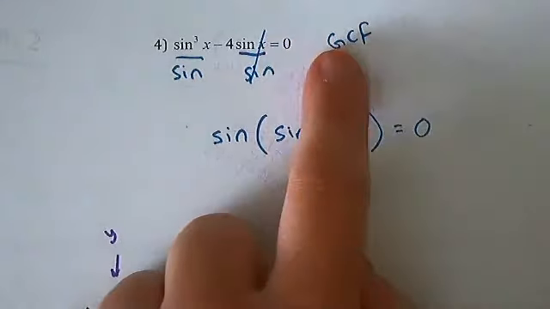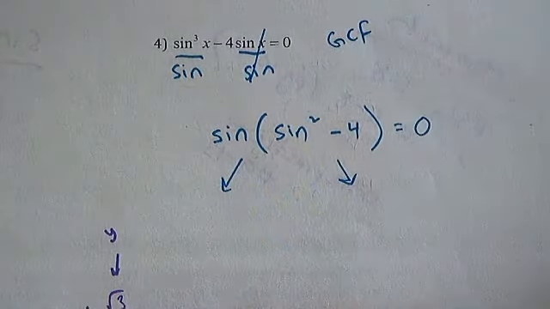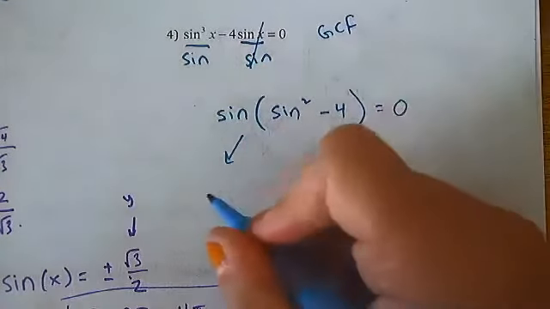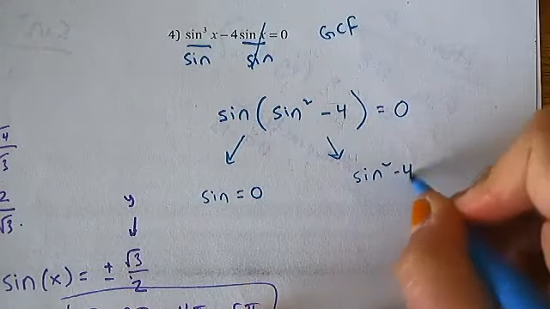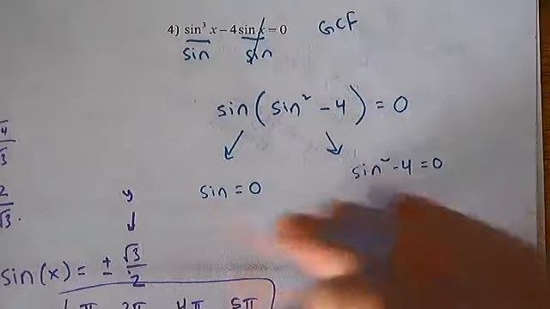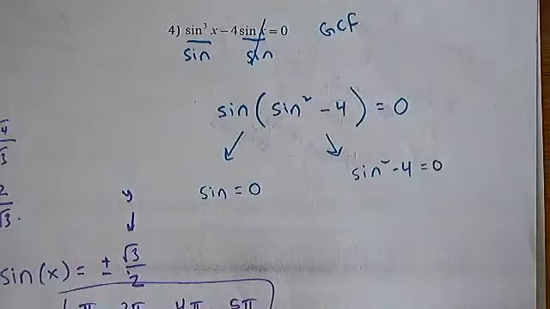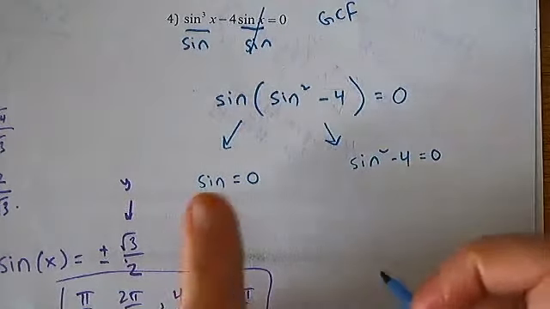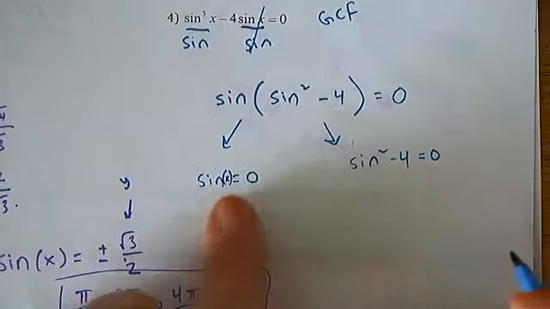So because I did that factoring move, I now have two separate equations I can set equal to 0. So we have sine equals 0, and we have sine squared minus 4 equals 0. And now I can solve. So this is the first time where you guys have two different equations, and both are going to count as answers. Okay, but we didn't get rid of an answer by dividing it to the other side. So this one's already solved, right? Sine of x equals 0. So that one's already solved for.